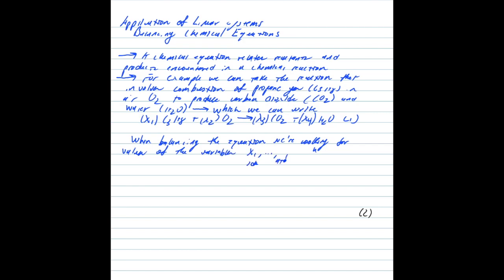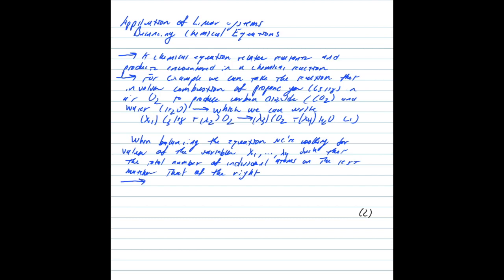And then we can write this chemical equation in the form of equation 1 here. So on the left side, we have the reactants, and we're going to put an X variable as the coefficient in the chemical reaction. So x1 C3H8, plus x2 O2. And then on the right side, we have the products. So we have x3 CO2, plus x4 H2O.